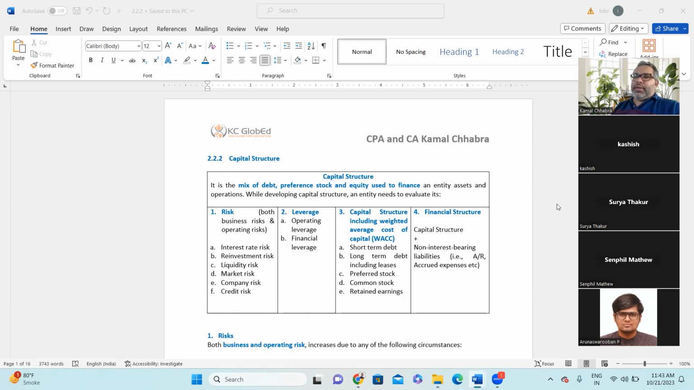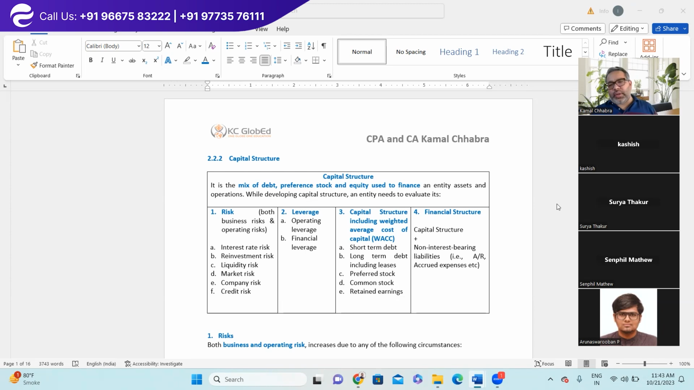Any of you have heard this term before? Leverage. Yes. What is that? It's a thing connected with borrowings and all the risk. Sorry? It's a thing connected with the borrowed capital and all. Okay. Anyone else have any idea about leverage? What is operating leverage? What is financial leverage?